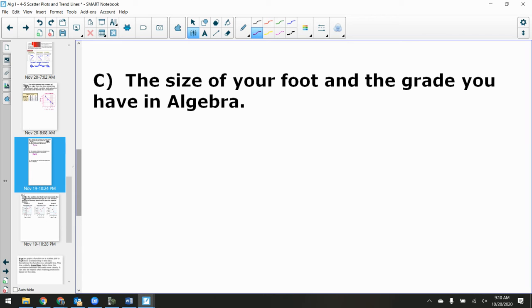The size of your foot and your grade in algebra. Really? So as I increase the size of my foot, the algebra grade will go down. It just keeps going down. Oh, okay. See, you never know. Who knows? Maybe there is some sort of correlation. Maybe one of you will go on to do a study about the size of your feet and students' algebra grades. You never know. But I'm going to say right now there's no correlation. And again, understand the difference between correlation and causation, right?